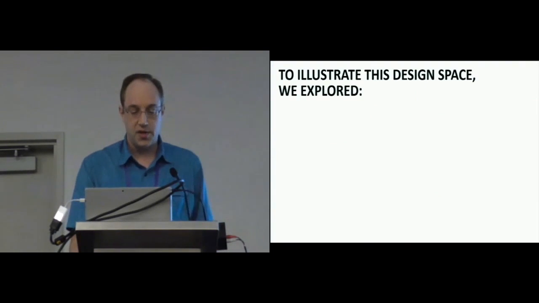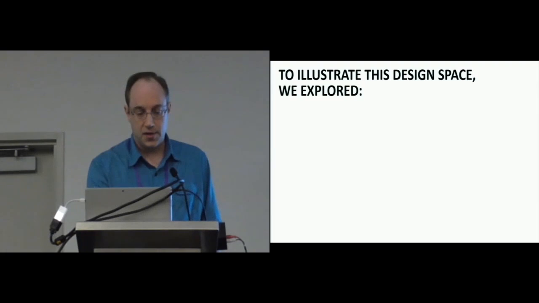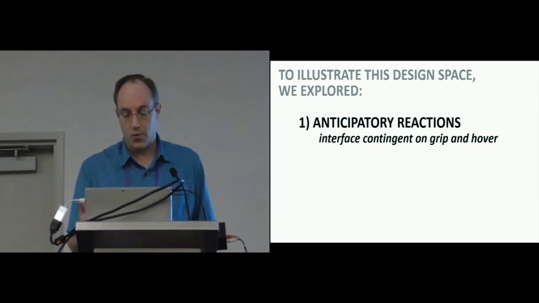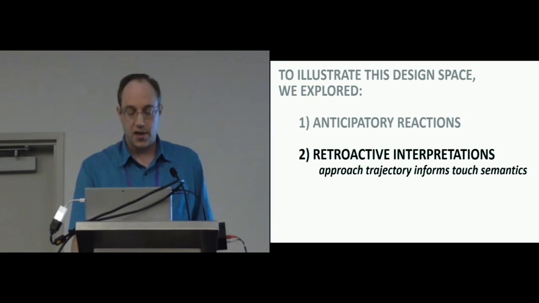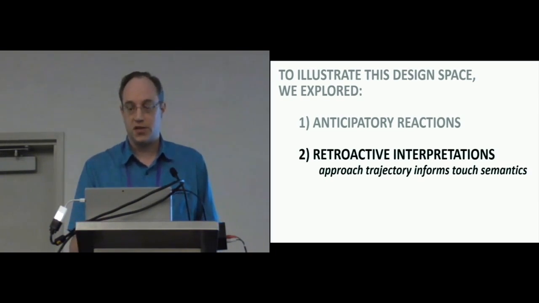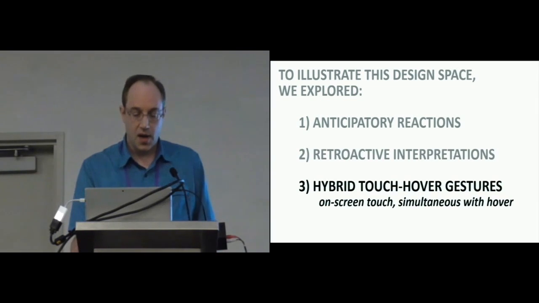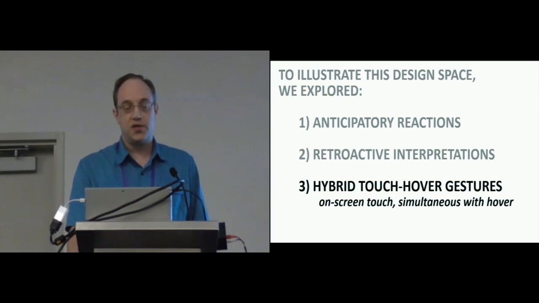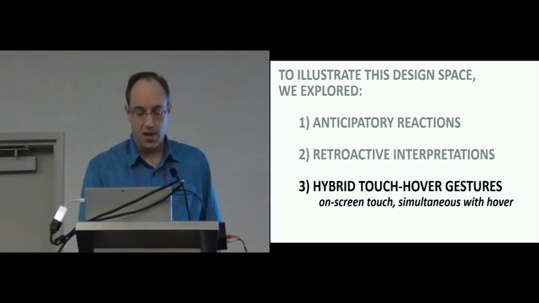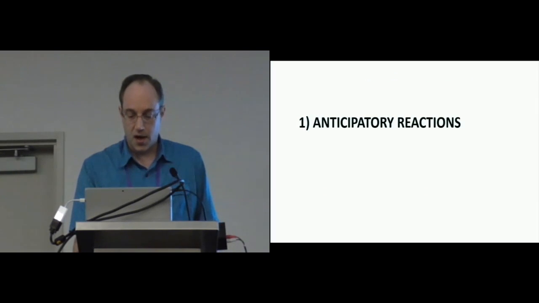So to illustrate this design space, we explored 3 general areas. The first we called anticipatory reactions, and this is where the interface is contingent in some way on grip and/or the hovering information. Secondly, we looked at retroactive ways of interpreting the touch, and this is where the approach trajectory can inform and perhaps modify the semantics of what the touch means to the system. And thirdly, we looked at what we called hybrid touch and hover gestures, and this is where you use some combination of fingers touching the screen, and then there's a simultaneous aspect that's in the hover state. And I'll show examples of all of these.